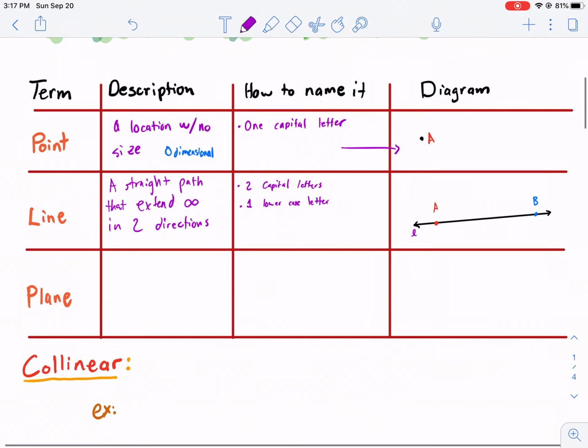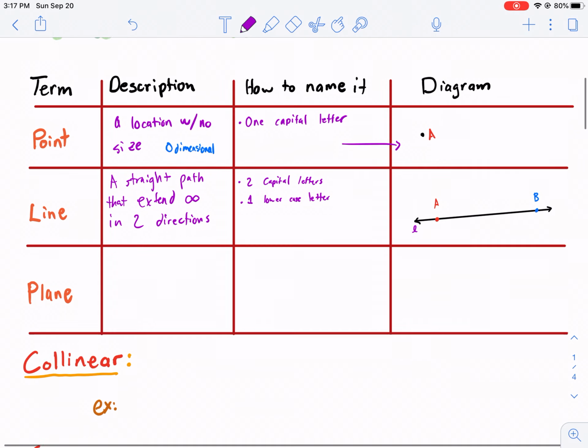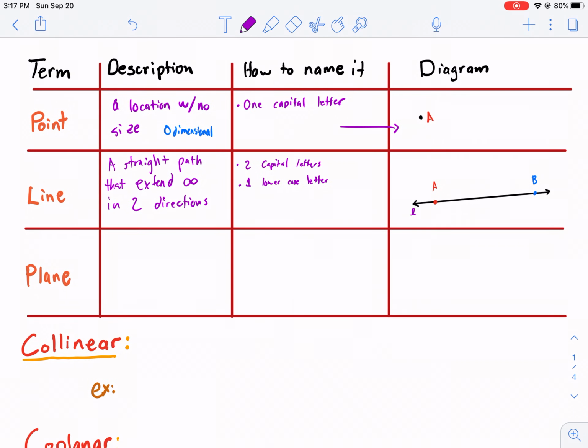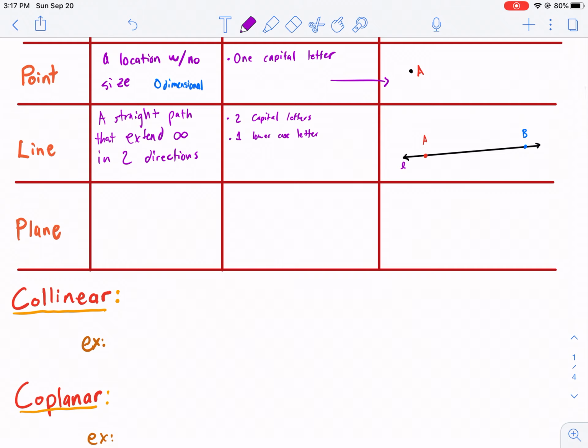Now, plane. This is the one that confuses my students a little bit. A plane, no, we're not talking about the thing that you book a trip on, and go from one place to another in the air. No, we're talking about a flat surface that extends infinitely in 4 directions.